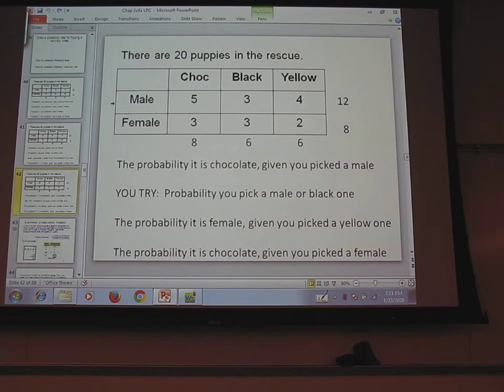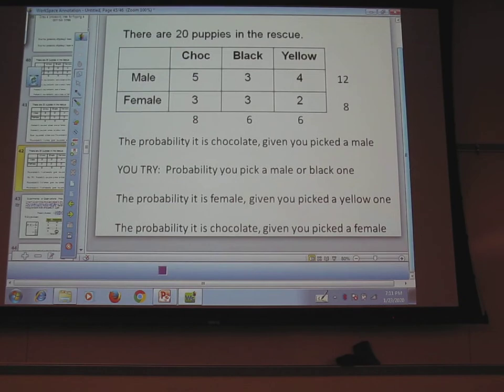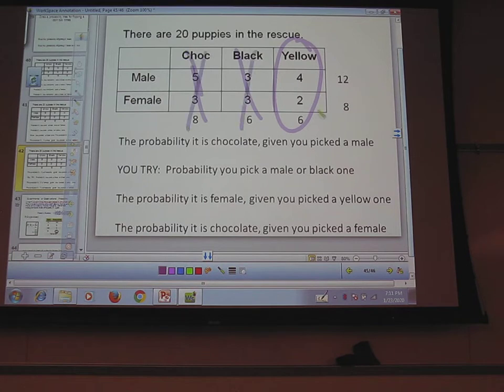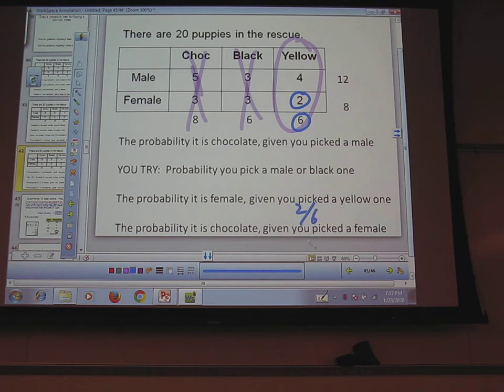Next. The probability is female given you picked a yellow lab. If you picked a yellow lab, you definitely know it's one of these, not those. So what's the probability that it's female? How many females are there? 2 out of 6. Okay, so far?